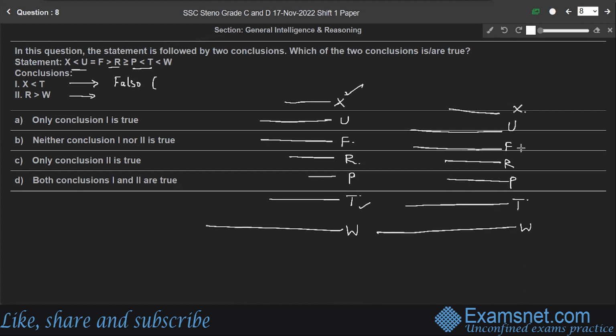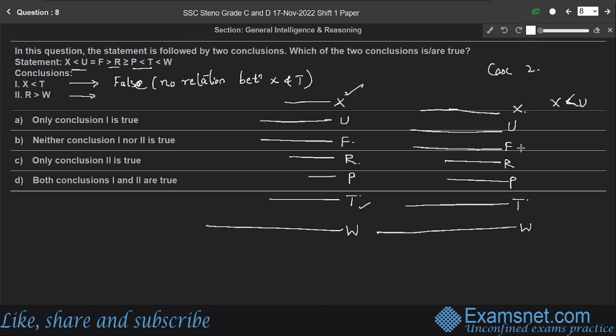The reason is no relation between X and T. Even in the second case, we cannot say X is less than T. X can be even greater; you can extend the line X like this. Only thing is X should be less than U. So the relation between X and T is not known here. Therefore, the first conclusion is false.